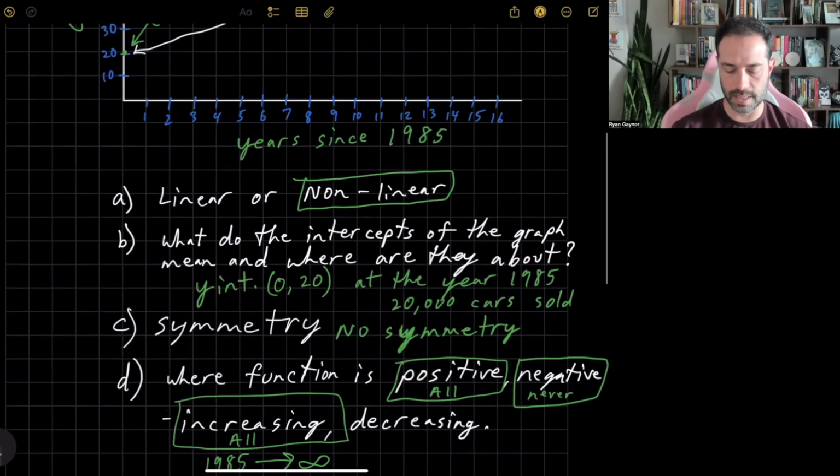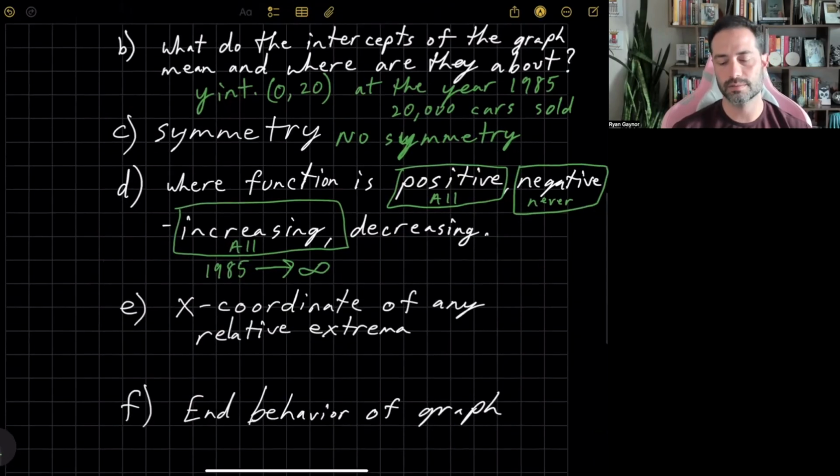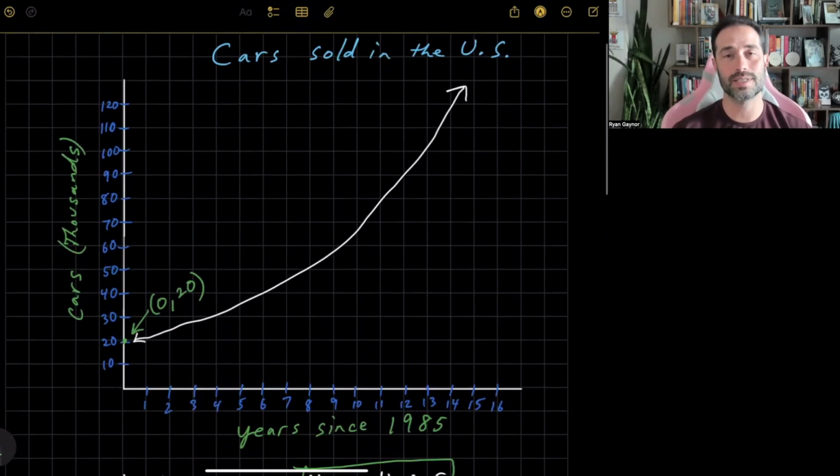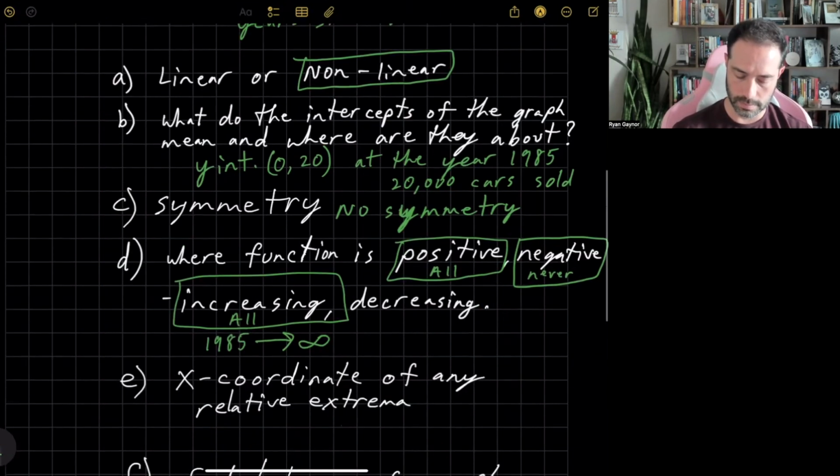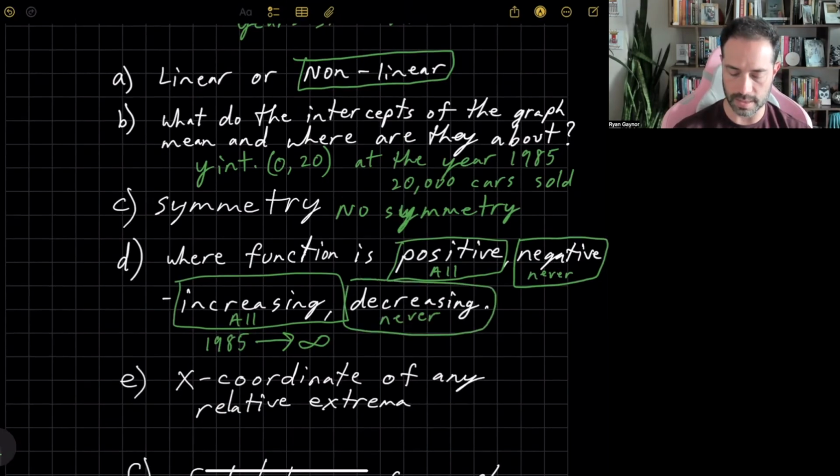Okay, and then they said, where is it decreasing? Well, because it's increasing the entire time, that means it's not decreasing at all. So never for the decreasing. Okay, so now that's done.